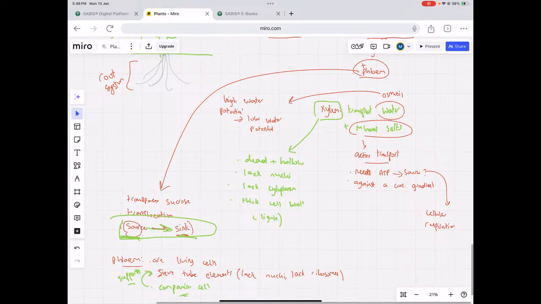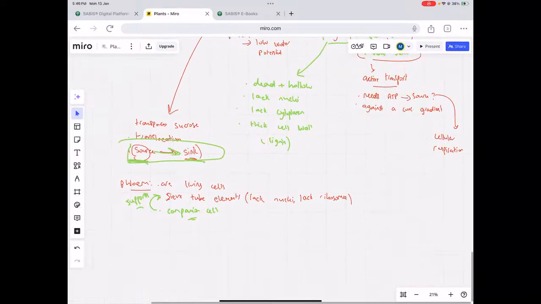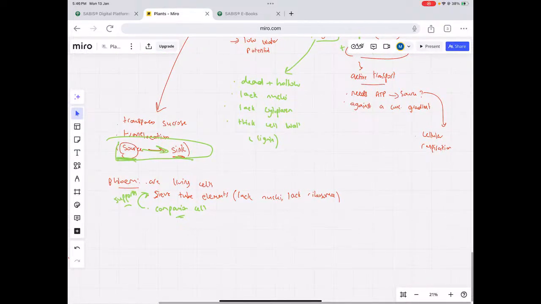Okay, what do I mean by source and sink? Translocation is the transport of organic materials, and that is done by the phloem. Let me give you an example. Let's say I am a baker and you are a customer. You are coming to buy, or I am selling bread since I am a baker. Where is this bread being made? I'm making this bread, so I am the source. Now you are buying it to use it, you are the sink.